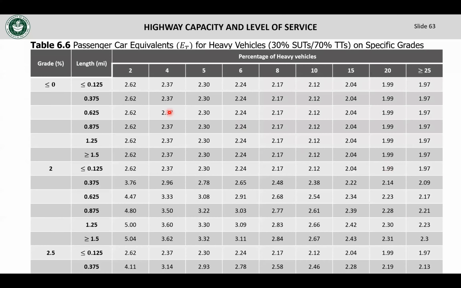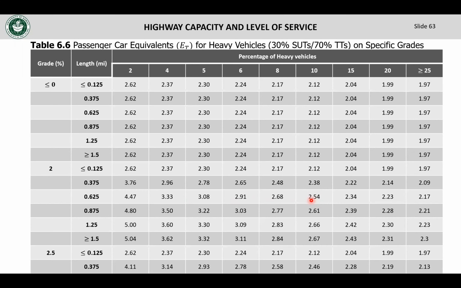This is an excerpt from one of the tables, table 6.6. You have the grade as one of the inputs. The other input is how long the grade is. And the other important input is the percentage of heavy vehicles in the traffic stream. Entering with these three inputs, you read one value. For example, for a 2% grade that is 0.625 miles long, with 10% trucks, I would pick the passenger car equivalent of 2.50.